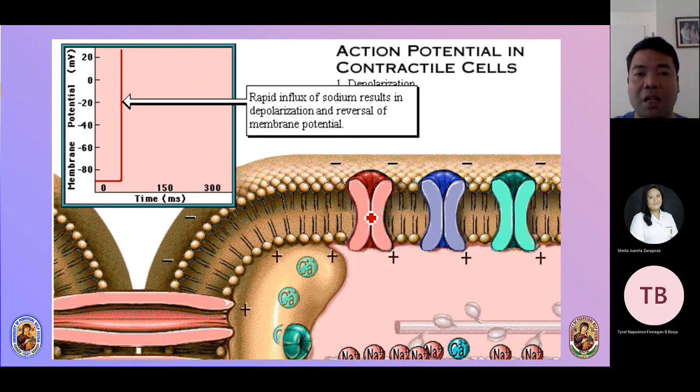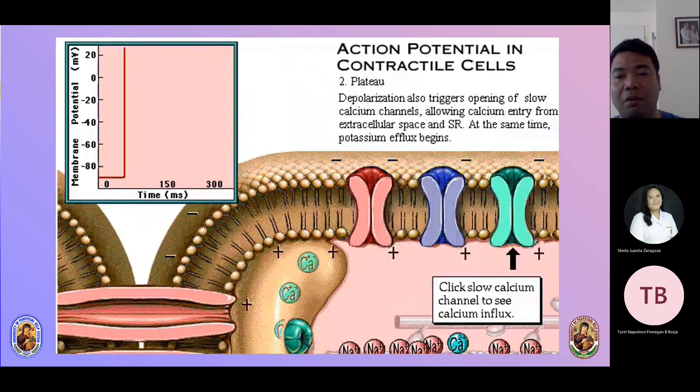That is why here, sodium entry pa lang or sodium influx pa lang, what happened already? Sodium influx pa lang, there was already reversal of the membrane potential. So therefore, that is already depolarization. Na-reverse agad eh. Depolarize agad. It's because of the rapid entry of sodium. And that is phase one. Okay?